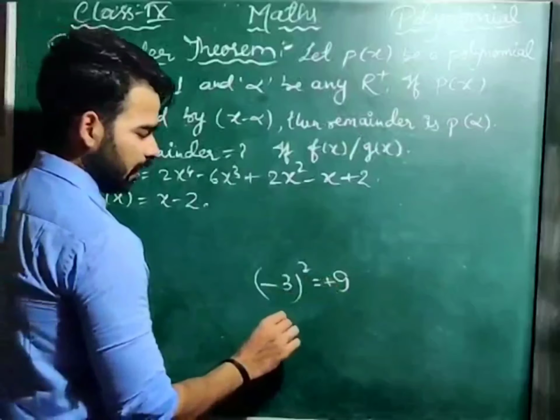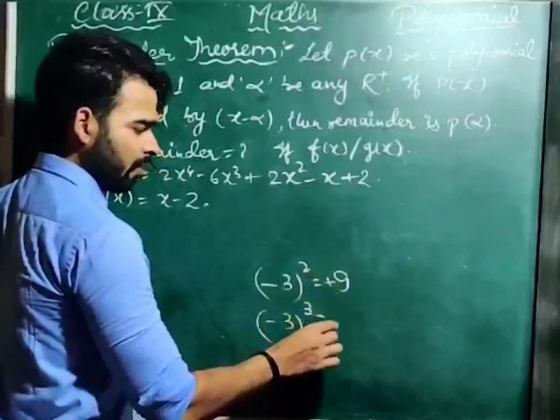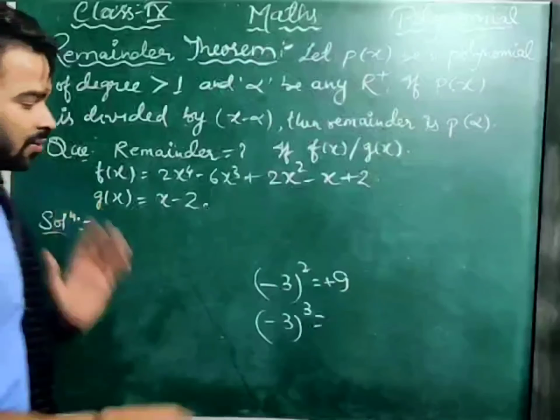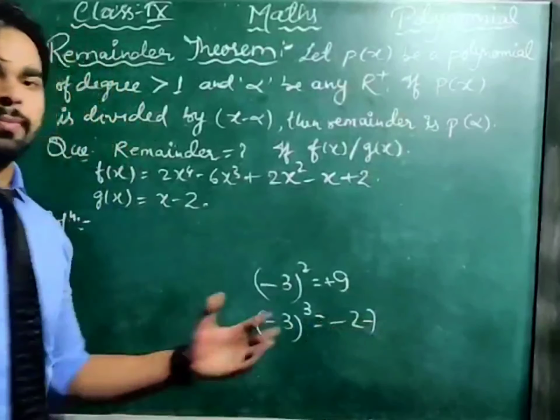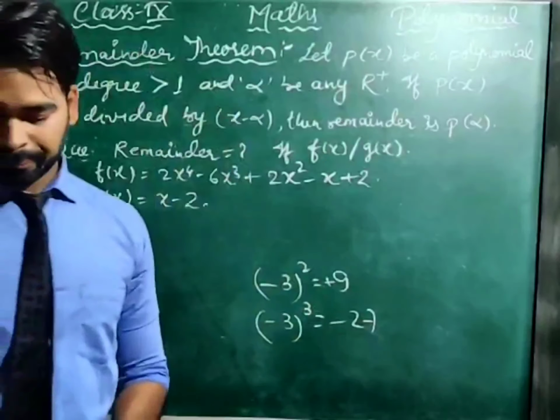If any integer has a power that is an odd number, 2 is even, 3 is odd, so its result will always be negative. It means minus 27. So remember these things whenever you are solving questions about the remainder theorem.